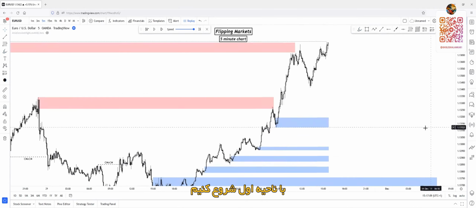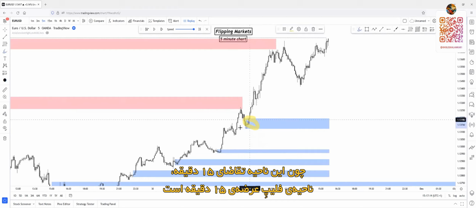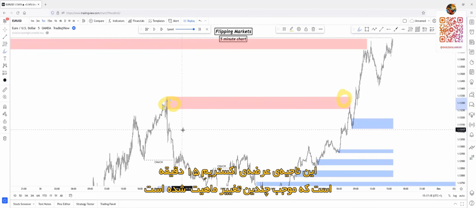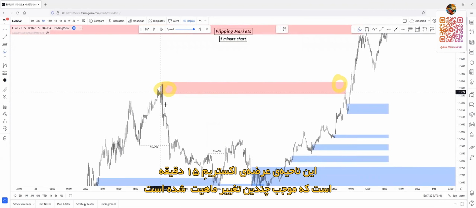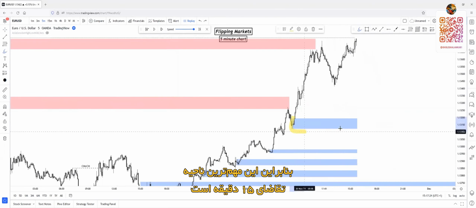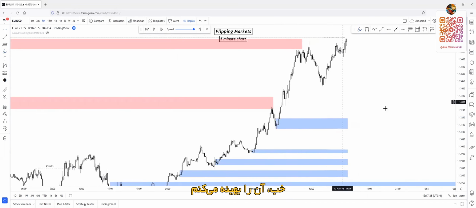Okay, let's begin on the first one. The first one is the flip zone, as you may know, because this 15-minute demand zone flipped the 15-minute extreme supply zone. So this was the 15-minute extreme supply zone that changed character on several places here. So this will be our most valuable 15-minute demand zone, and this will be our later target point. Okay, so let's just refine it.